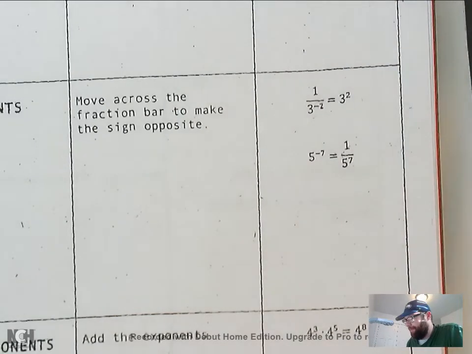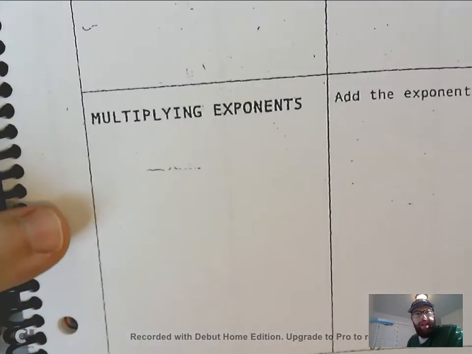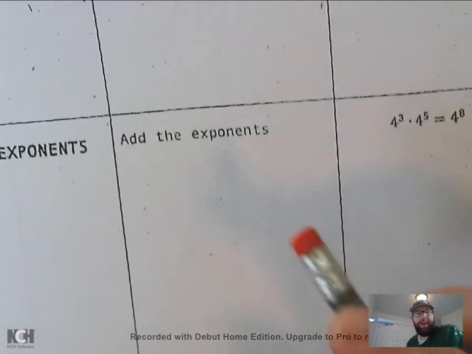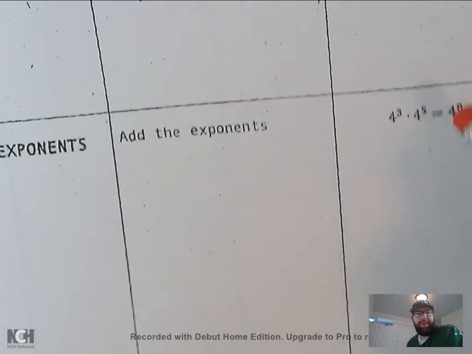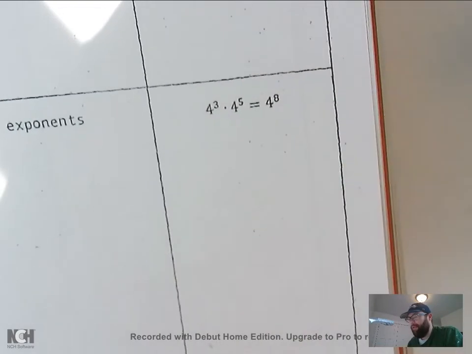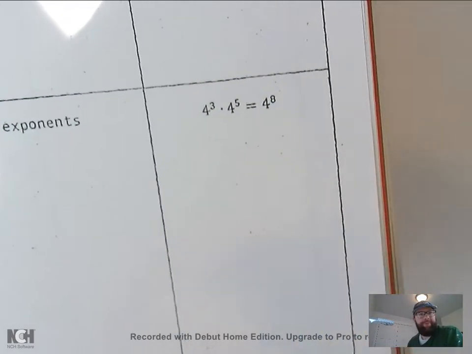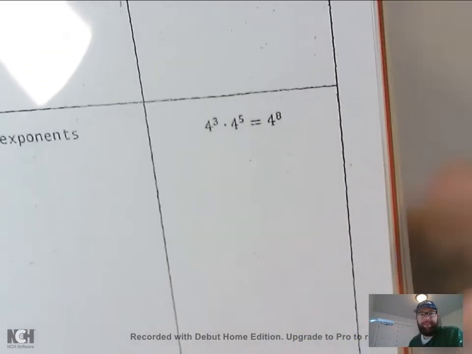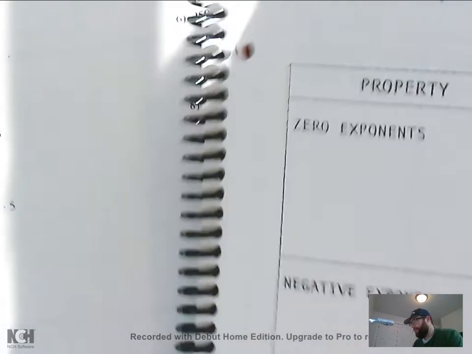And then multiplying exponents. Anytime you have numbers with the same base that are multiplying, you just add the exponents, right? Like 4 to the 3rd times 4 to the 5th equals 4 to the 8th. You just do 3 plus 5, which is 8. You don't do anything to the base.